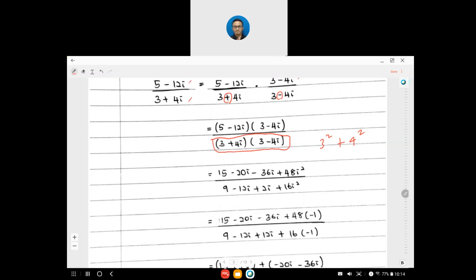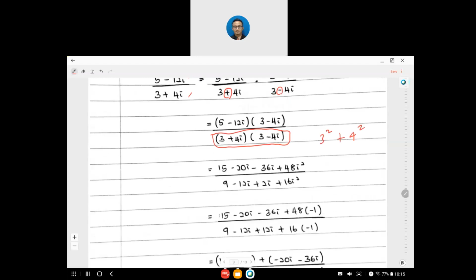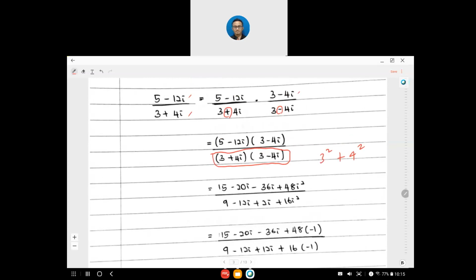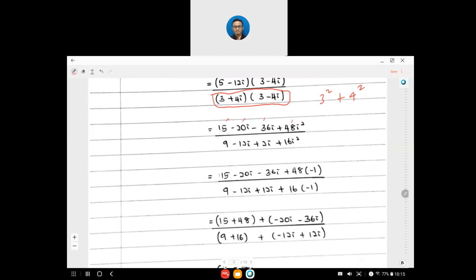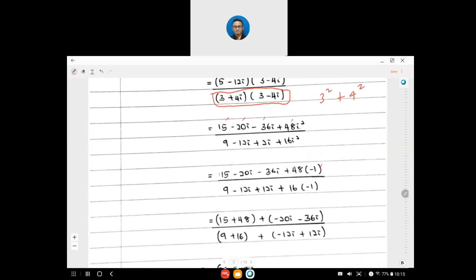So you already know that that one becomes 25. Okay, so expand the above only. So 5 times 3, 5 times 4i, so you can get 15 minus 20i. And then this one, negative 12i times 3 is negative 36i, and then negative 12i times 4i becomes 48i squared. Okay, so this one, we know that i squared equals negative 1.